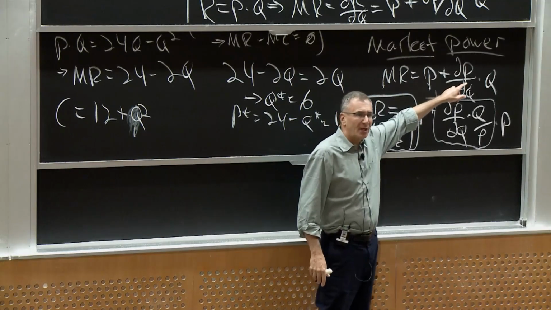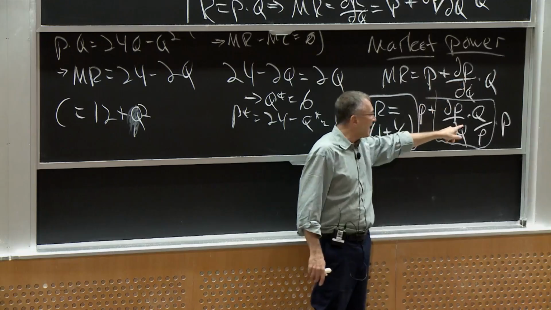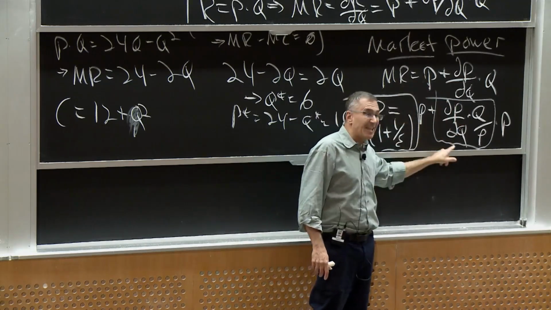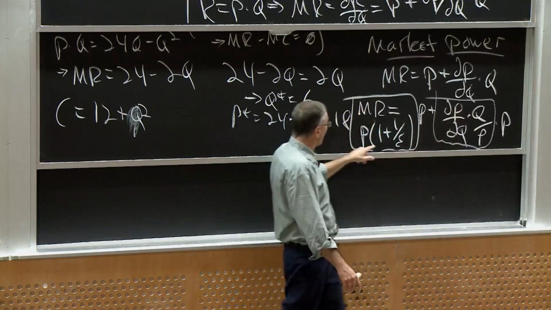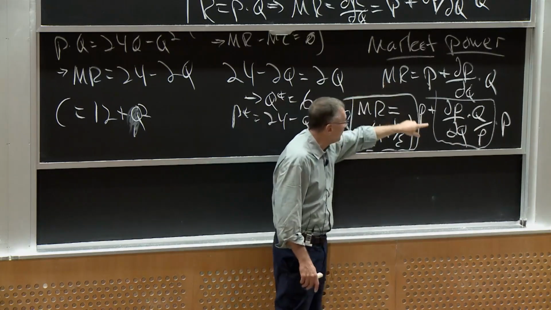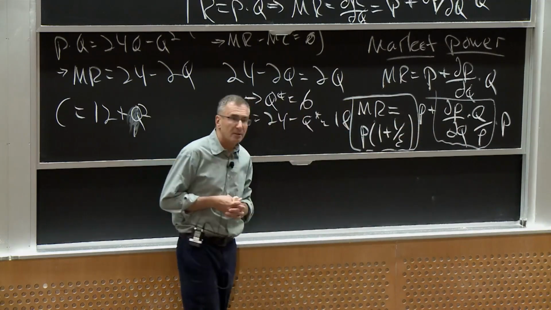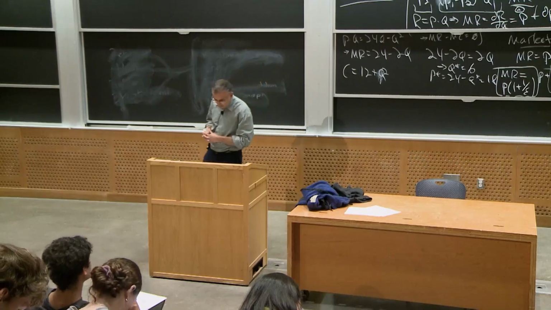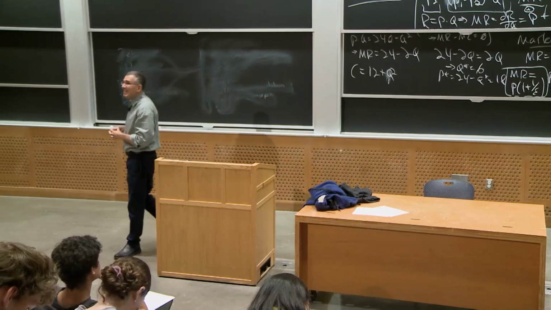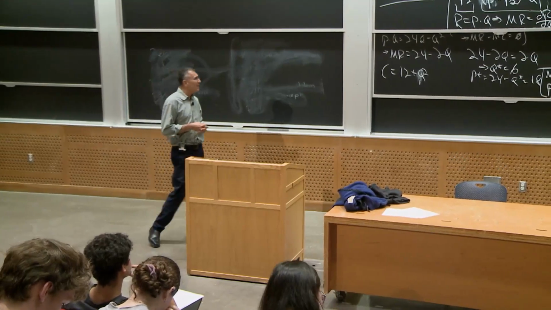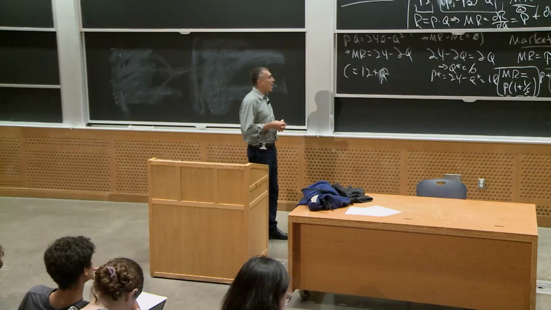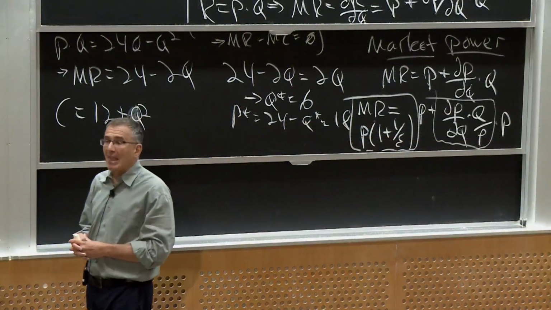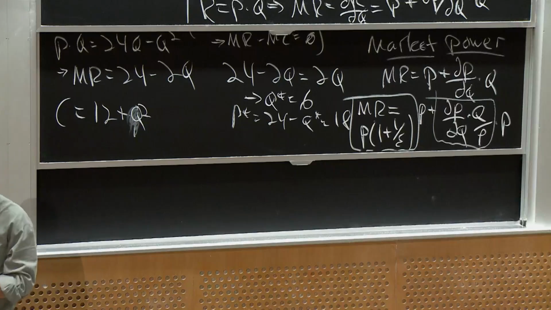Well, there's a little math trick. I wrote marginal revenue, multiplied and divided the second term by P, kept the first term. Then realized this is the inverse of the elasticity of demand. So I can write marginal revenue as P times 1 plus the inverse of the elasticity of demand. Okay? Why is this important? Because what this says is the ability of monopolists to make money depends on how elastic is the demand they face.